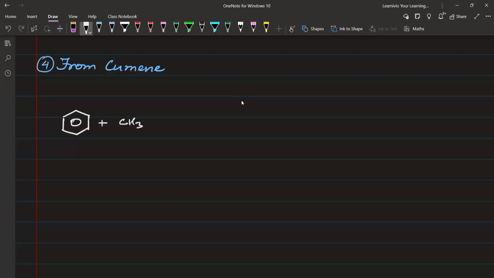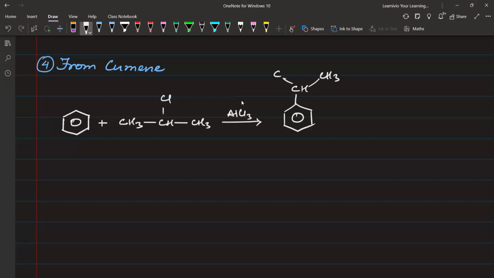First, let me tell you what cumene is. CH3, CH, CH3 and here we have chlorine. Once you react this with AlCl3, Friedel-Crafts alkylation will happen and you will get a benzene ring. Instead of chlorine, this whole group gets attached to the benzene ring. So here you will have CH, here also CH3 and here also CH3. This is isopropyl benzene, also known as cumene. Now we have to see how cumene reacts.